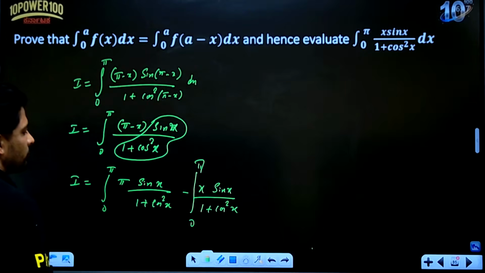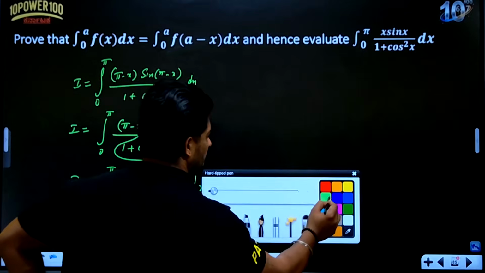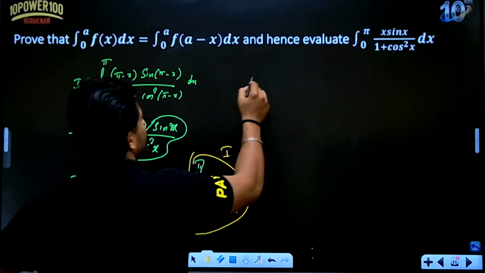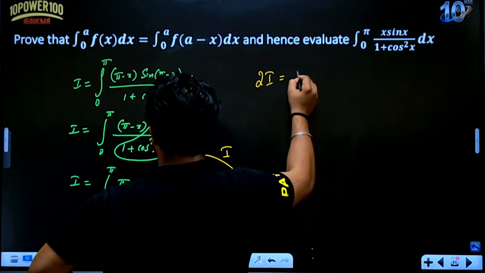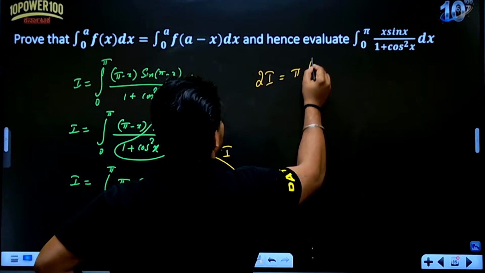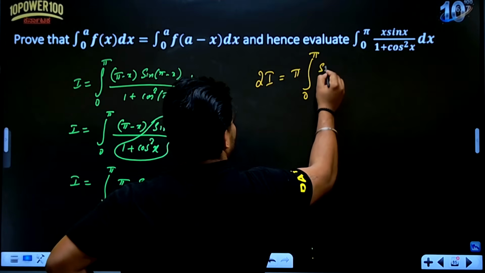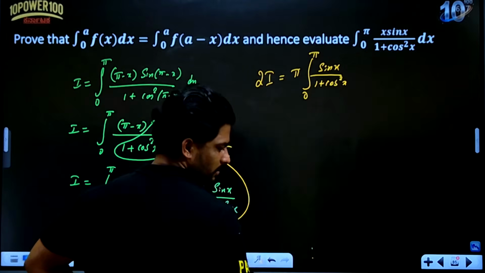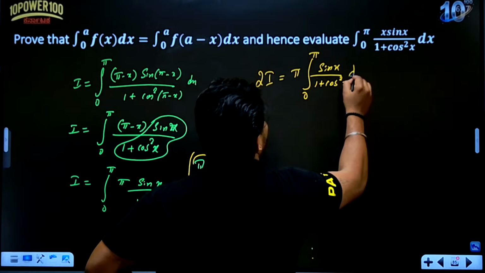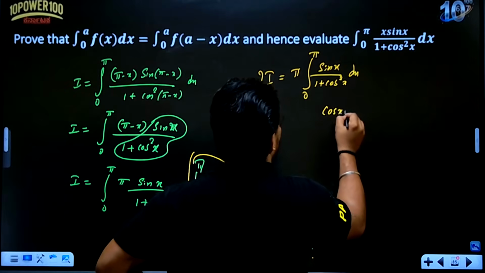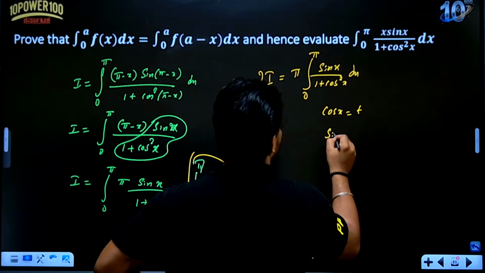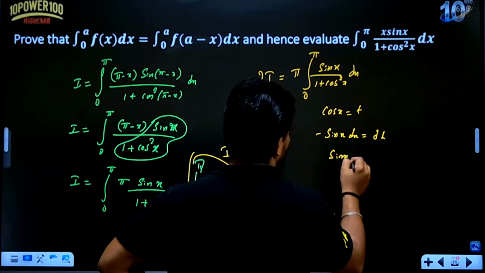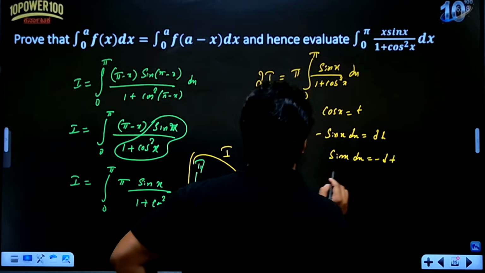Okay, so this is nothing but I control, right? So when it goes to the other side, it becomes 2I. So 2I is equal to pi times the integration from 0 to pi of sin x divided by 1 plus cos square x dx. Now if I take cos x equal to t, so minus sin x dx is equal to dt. So sin x dx is equal to minus dt.